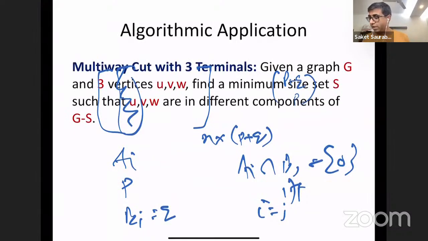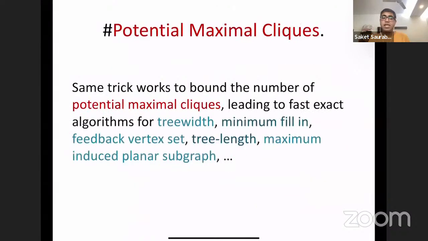So there are some algorithmic applications. Let's just forget it for now. But we can make this counting work for some objects called potential maximal cliques, and you can get tons and tons of non-trivial exact algorithms for problems like treewidth, minimum fill-in, feedback vertex set, and so on. Even if you don't know these terms, that's perfectly fine. All I want to tell you is that this simple counting paradigm that I showed you, and this way of counting minimal separators, has led to several non-trivial algorithms in the literature.